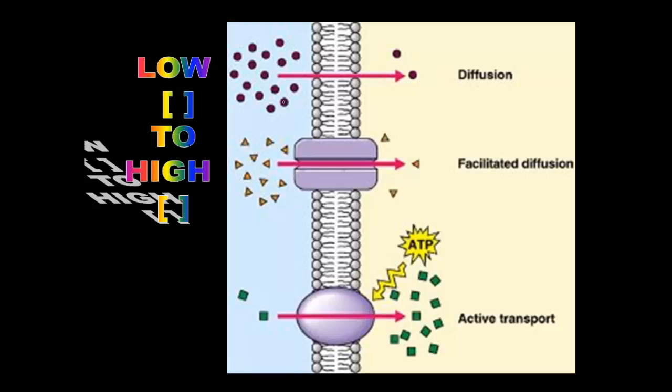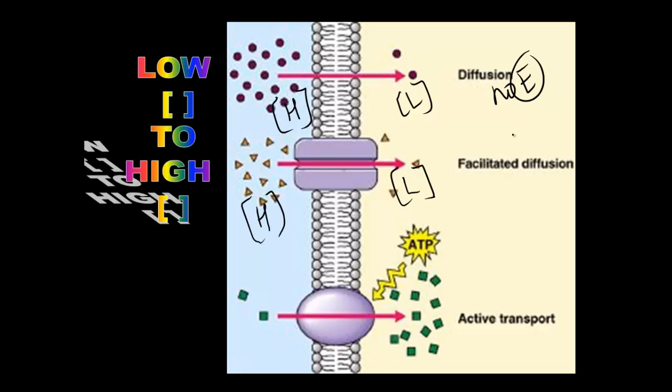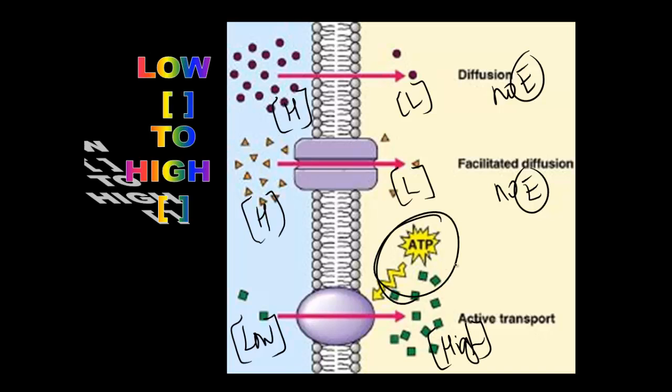So here we see with diffusion, you're moving from high to low across the phospholipids. No energy needed. With facilitated diffusion, you go from high to low. You need a protein helper to do that. No energy is needed. But if you're trying to go from a low concentration to a high concentration, usually with a channel or a carrier, then you do need ATP energy, and that's called active transport.